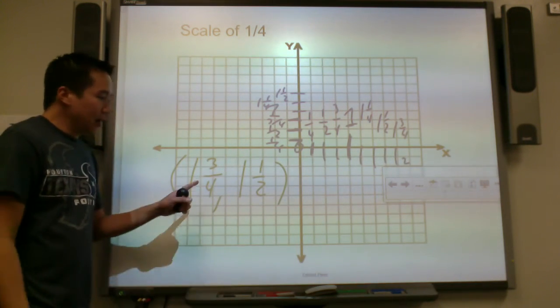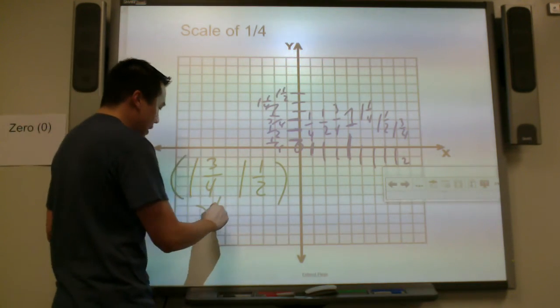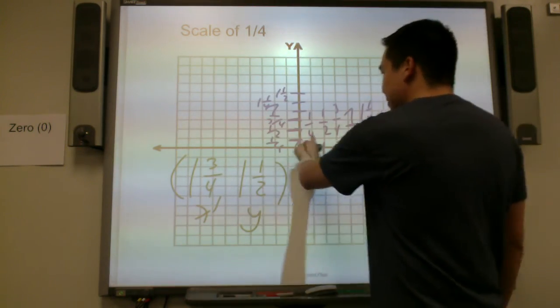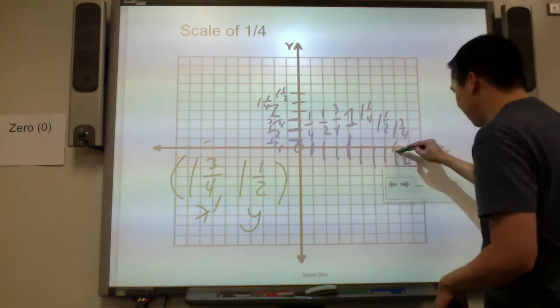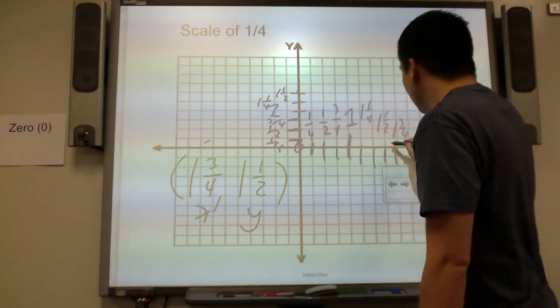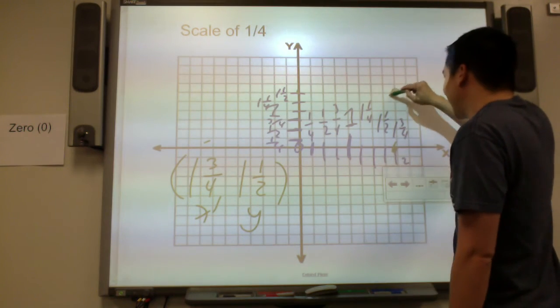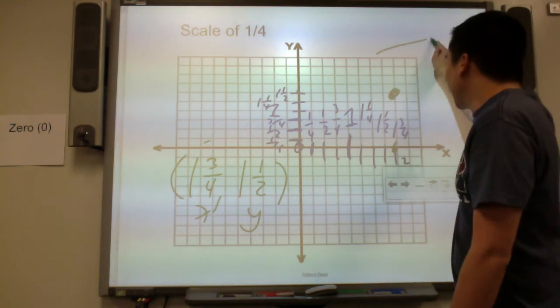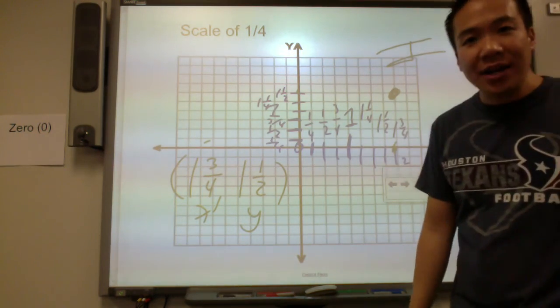Again, x, y. This is x, this is y. So let's look for 1 and 3/4 for x. X, right here. 1 1/2 for y. Here's the y-axis right here. So we have to go up, so it's right here. So what quadrant is that located in? Right here, quadrant 1.